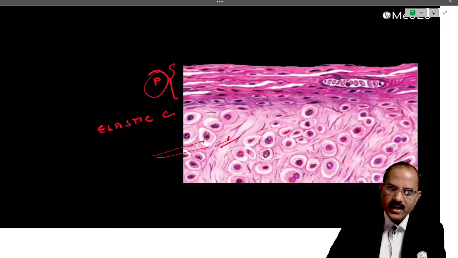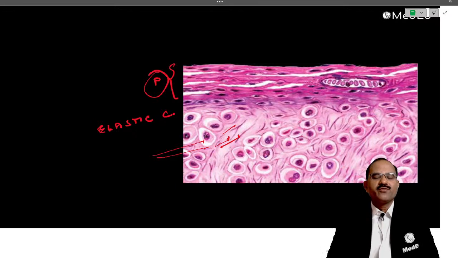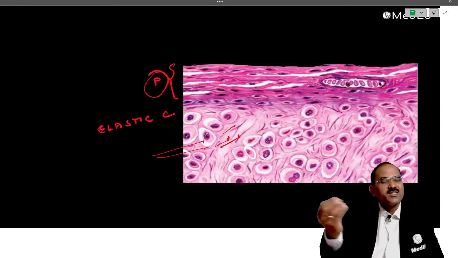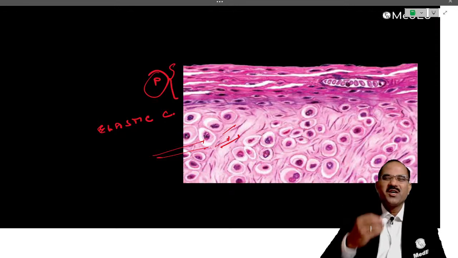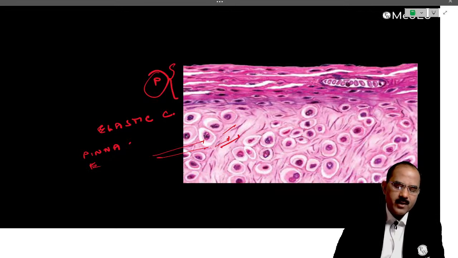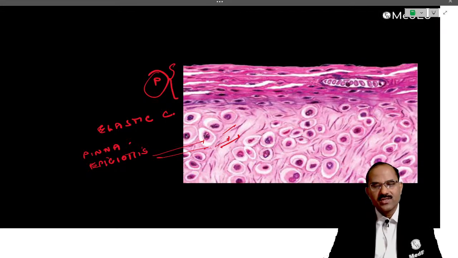Because yes, I do get elastic fibers here. Elastic fibers in the background. Largest size of chondrocytes. And the perichondrium is present. So this is elastic cartilage. Example is pinna. Example is epiglottis. Pinna, epiglottis. Okay, so this is elastic cartilage.